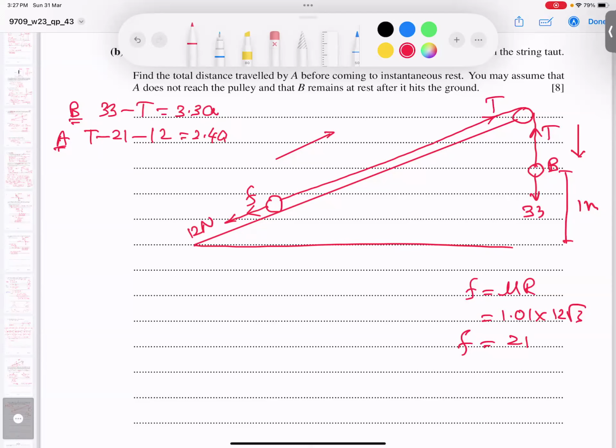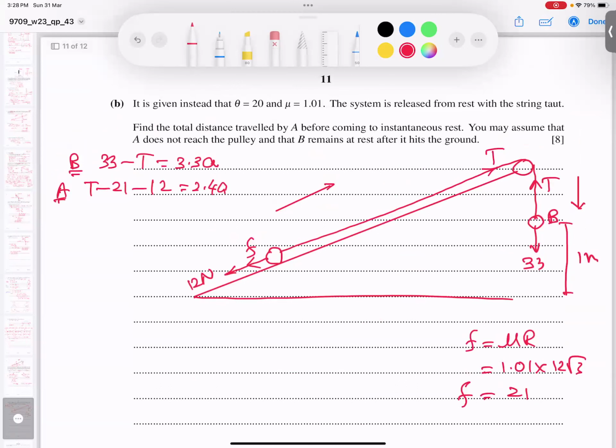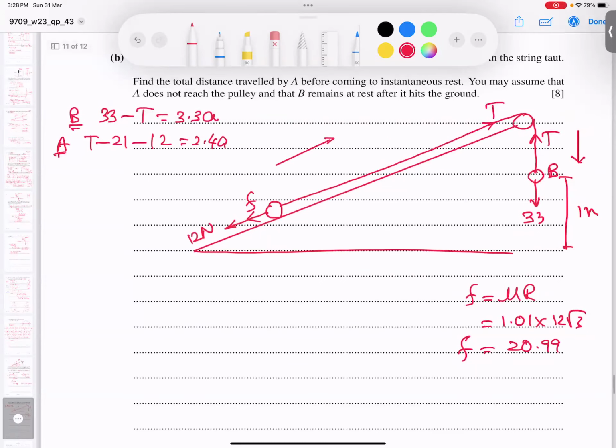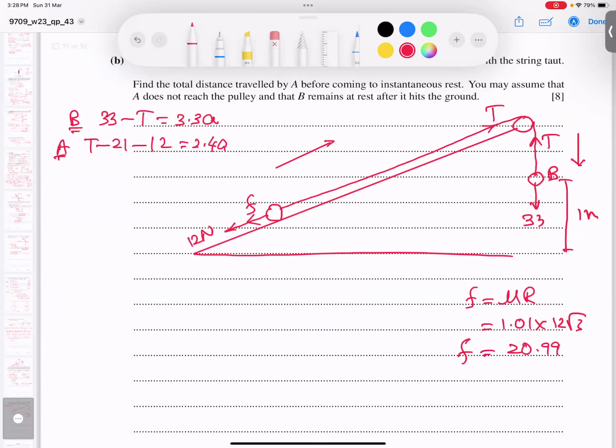Hold on, 21. So 1.01 times 21 root 3. Yeah, this is a different number I'm getting here. It's not 21 sharp. Actually, it's coming 20.99, because we have to use that same value, 20.99. Okay, anyway, so 20.99.